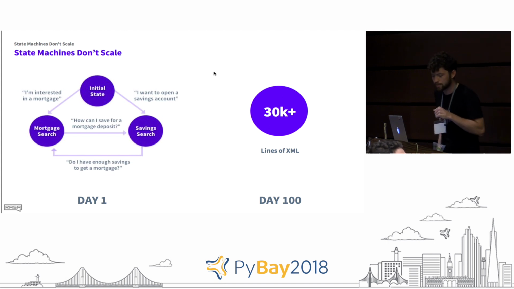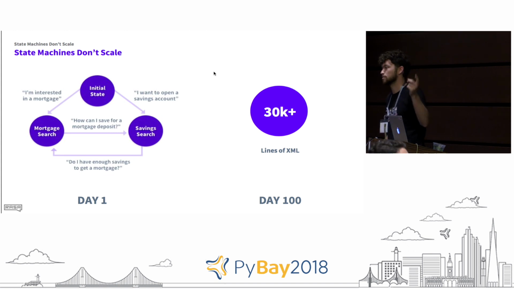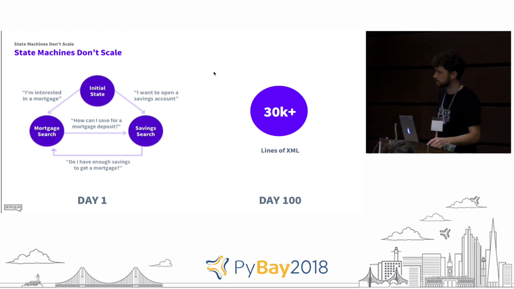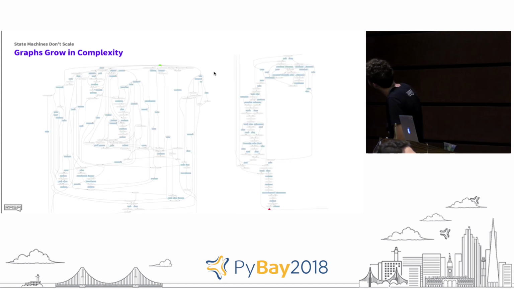And then on day 100, a few months into the project, you get, and this is a real number, I didn't make this up, I think it's 35,000 lines of XML. This is a major online booking platform, and that's how big their state machine got. And that obviously becomes incredibly hard to maintain, because if something goes wrong, who wants to debug 30,000 lines of rules?